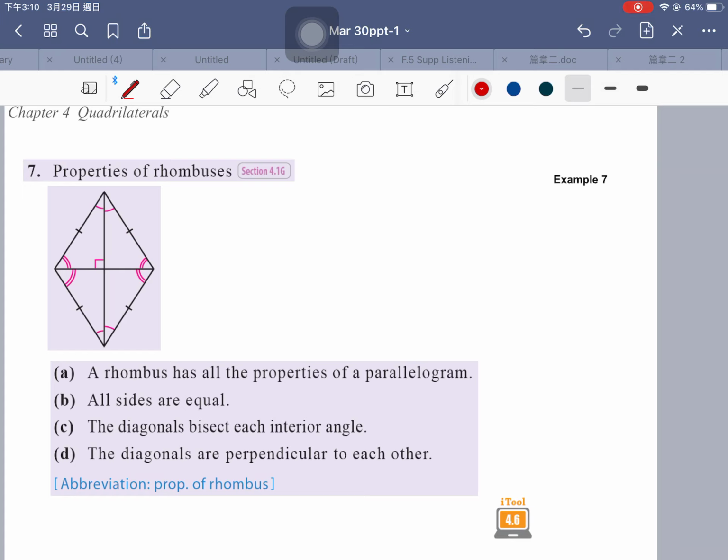And rhombus is a parallelogram, but four sides are equal. What else? The diagonals bisect each interior angle. These two angles are equal, and these two angles are equal. And then the diagonals are perpendicular to each other.